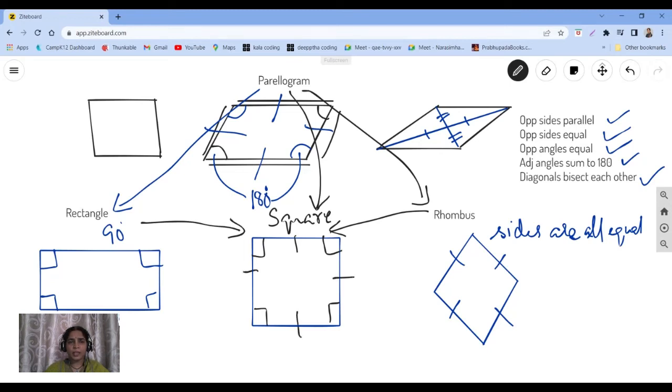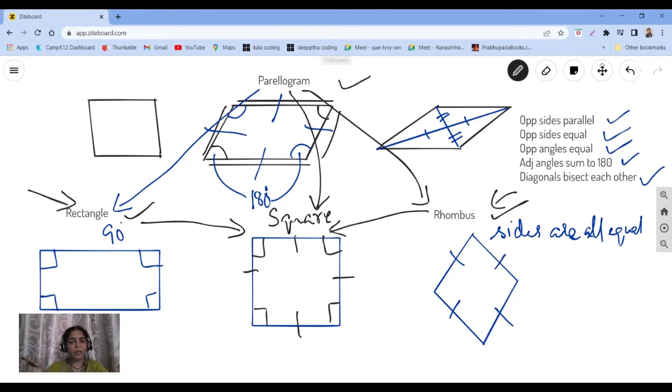So if you understand this, parallelogram is a big umbrella under which you have these main properties, and some extra property makes it an extra special figure called a rectangle or a rhombus. A square is an extra special figure which has all the properties of a parallelogram, all the properties of a rectangle, all the properties of a rhombus, and one special feature of all combined. I hope with this mind map you're able to understand clearly the properties of a square.